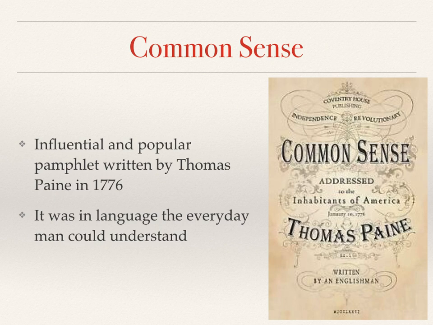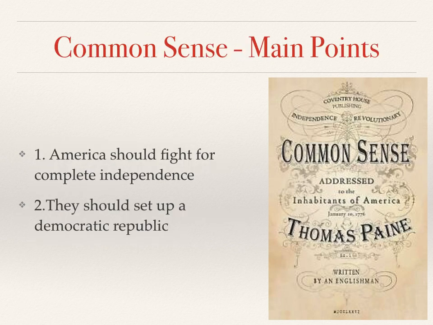and this was written by Thomas Paine in 1776. And he wrote it in a way that everybody, and not just the politicians, could understand his main points. And his main points were that America should fight for complete independence. And second, when they get that independence, they shouldn't have a king, but instead a democratic republic where you get to vote for your leaders.